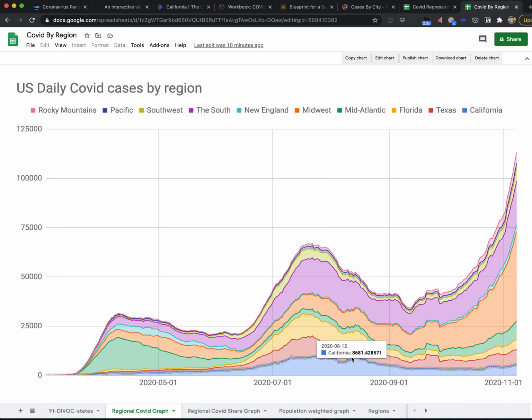So here you can see on the bottom is California, and then Texas and Florida. Those bottom three were the Sun Belt. And the problem with this is it doesn't normalize by the share, and so you don't actually know where the hot spot is. You can see overall how we're doing, but it varies dramatically by where you are.